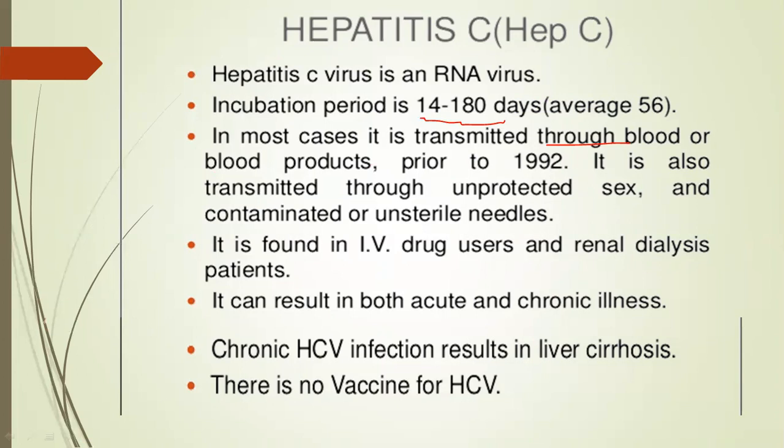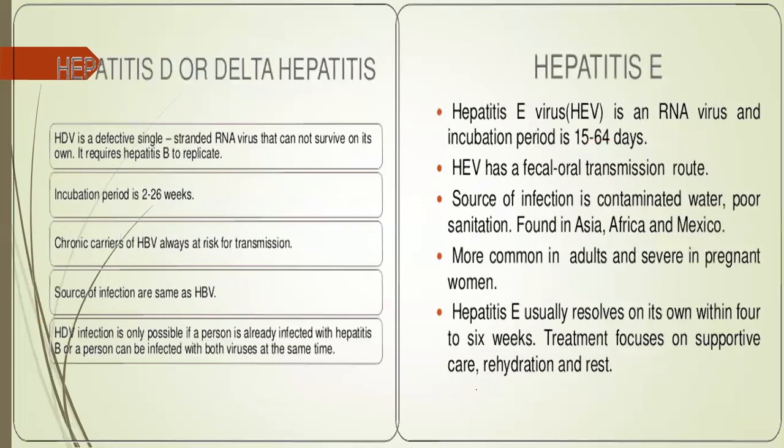It can result in both acute and chronic illness, and chronic HCV infection results in liver cirrhosis and damage of the liver, and the person suffers from a severe condition, and there is no vaccine for HCV. For treatment, alpha interferon and ribavirin are utilized in combination as a choice for chronic hepatitis, and there is no vaccine available. So blood transfusions must be screened as a preventive measure.